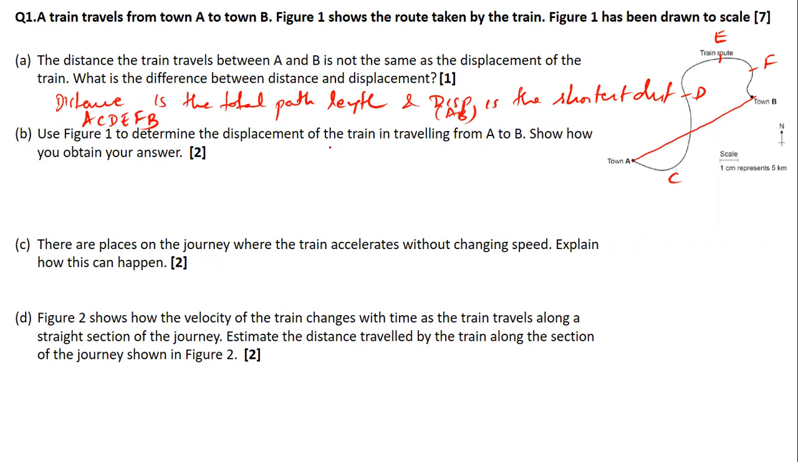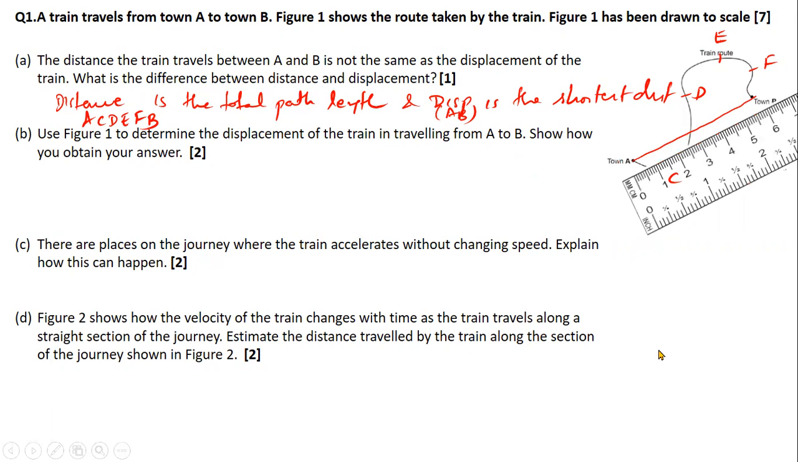Now let us look at the second one. Use figure 1 to determine the displacement of the train in traveling from A to B. Show how you obtain your answer. So in your test paper, you will be getting a bigger figure and they will ask you to calculate the distance using a scale. So you should have a ruler with you. Here I have taken a ruler and I am determining the distance between these 2 points, my first point here and my last point over here. So what is the displacement now? It's around 5.6, or 5.7 nearly.